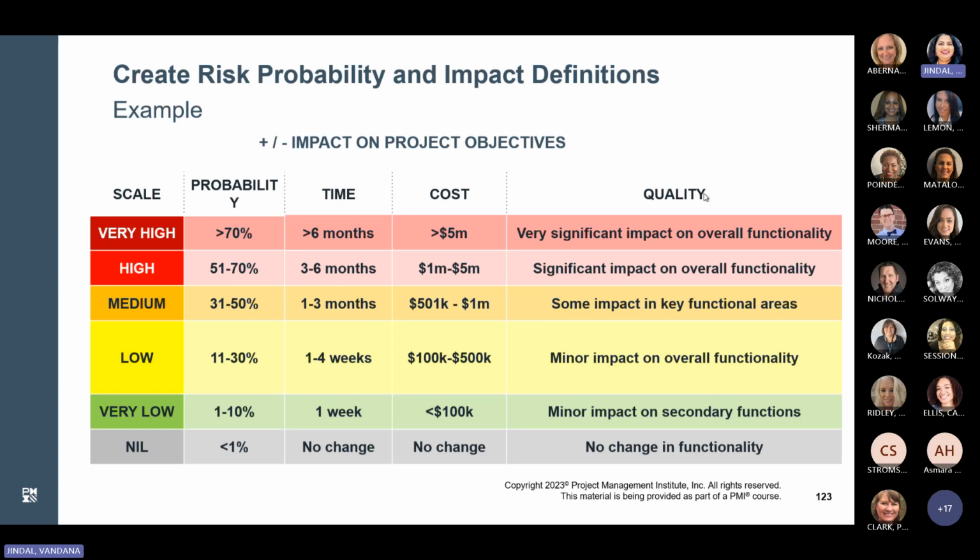This is how an organization defines its probability and impact definitions. They may put the scale as very high, high, medium, low, very low. For probability, if there is a chance of 70% or more that it will happen, it will take more than 6 months and cost 5 million, then this will be considered a very high risk, with very significant impact on overall functionality. Similarly, for high, 51 to 70%, for medium, 31 to 50%, and you can put in your own definitions after having a discussion with your internal team or stakeholders, and you can develop this chart.